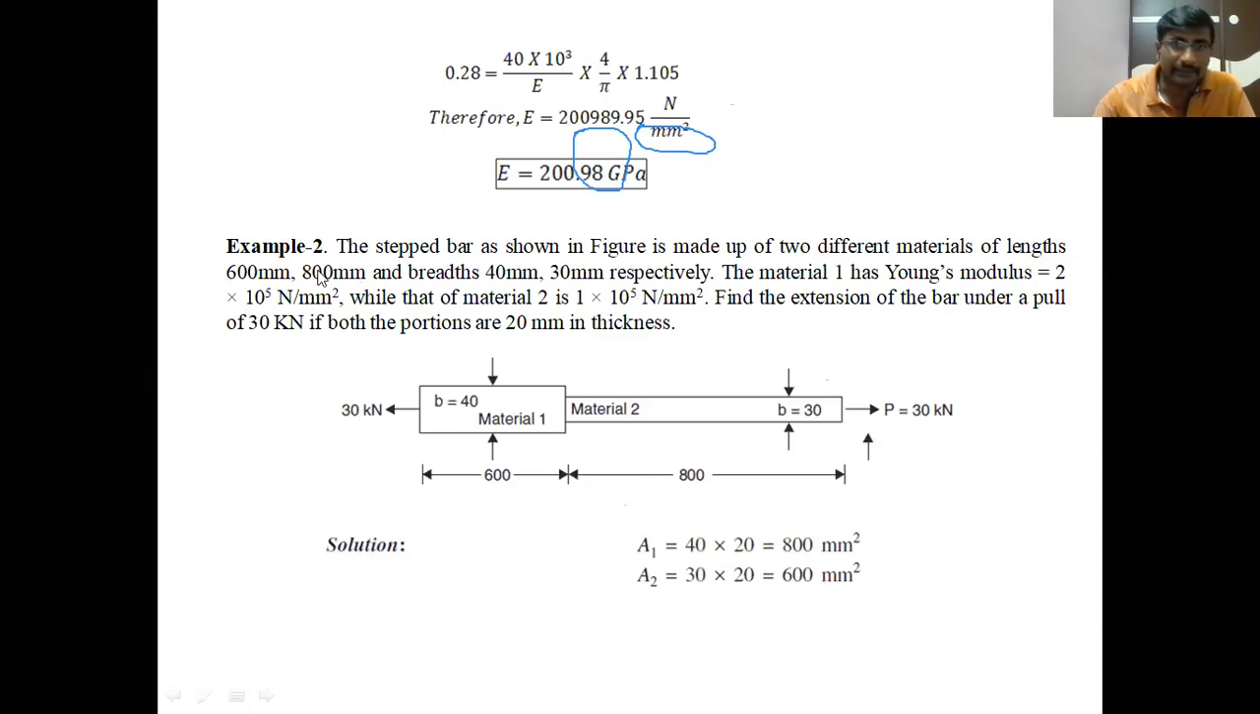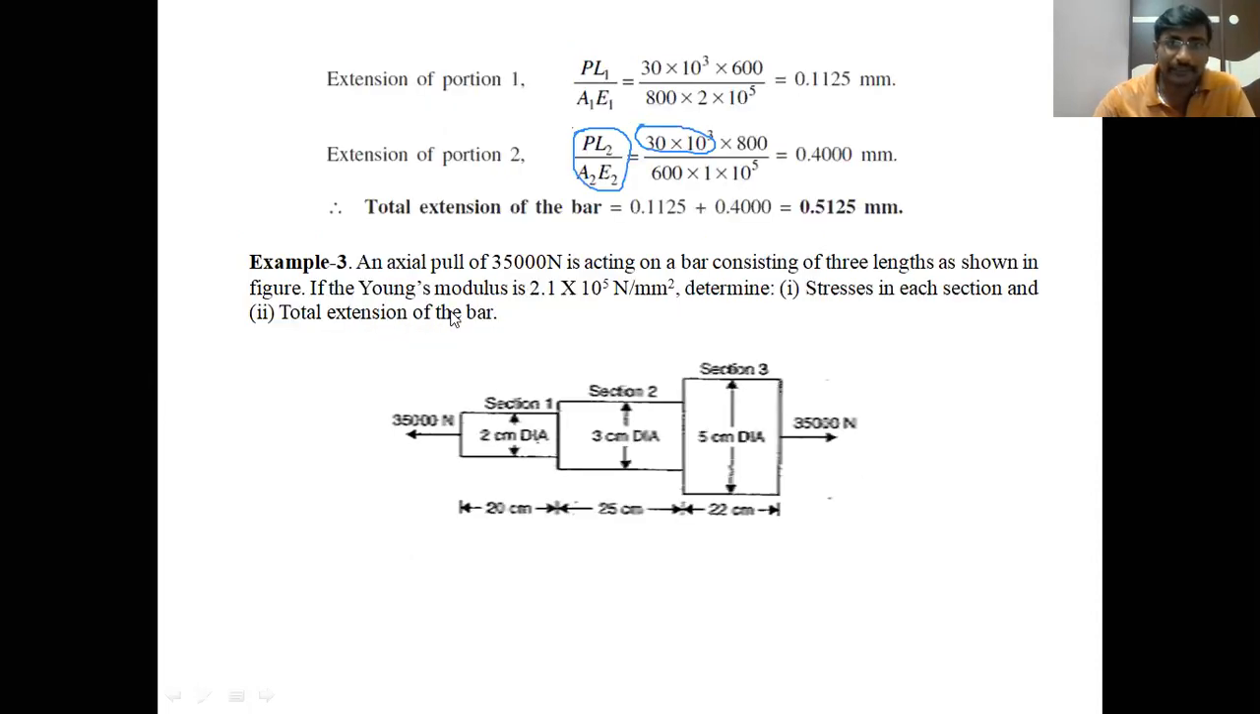800 millimeter. This is in the problem. The second material length is 800 mm, and the area is 600 mm square, calculated as breadth into thickness of the second material. And Young's modulus is 1 into 10 to the power of 5 for the second material. Upon substitution of all the values, you will get the extension of the second portion as 0.4 millimeters.